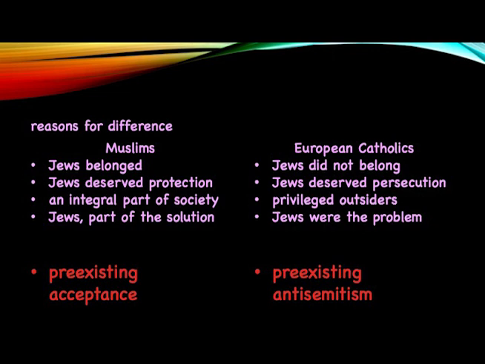We can conclude that because Muslims had accepted the Jews since the founding of Islam, the notion that the Jews caused the plague never gained traction. By contrast, because Christians had developed a deep-seated hatred towards Jews from the 4th century onward, the resulting anti-Semitic worldview made it more likely that European Catholics would blame the Jews for the Black Death.